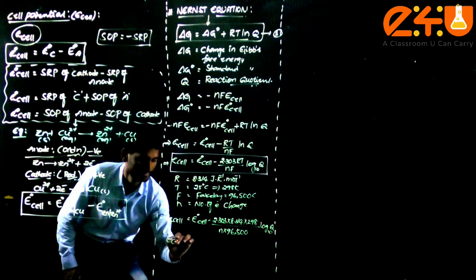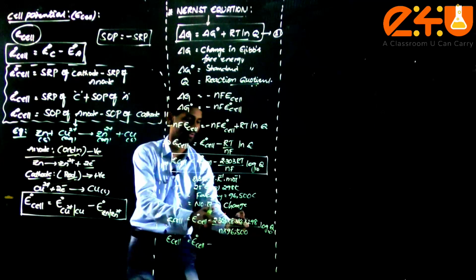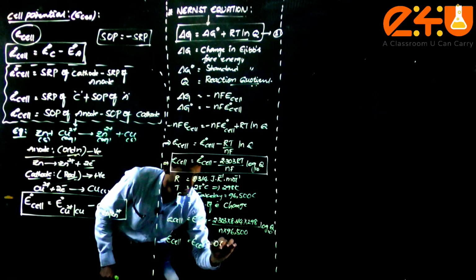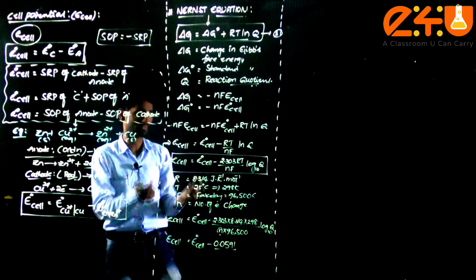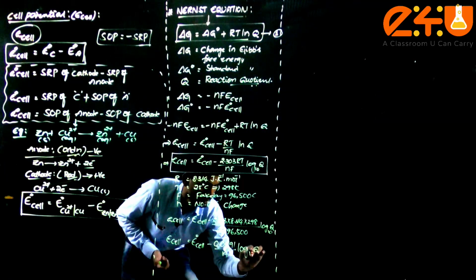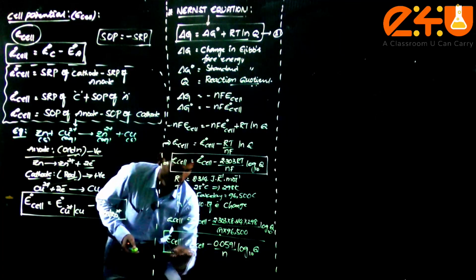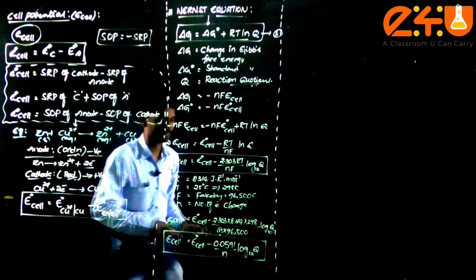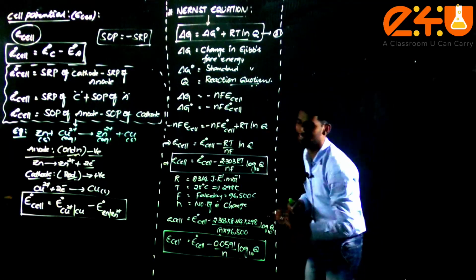If you calculate this entire value, multiplying everything and dividing, what will come is 0.0591 divided by N, where N is the number of electrons exchanged, since I did not consider any particular reaction. This is the way we write it. This is called the Nernst equation: E cell is equal to E naught cell minus 0.0591 divided by N log Q to the base 10.